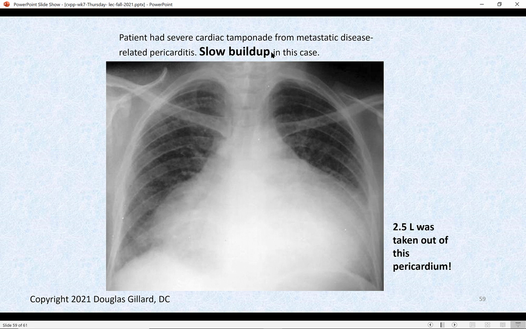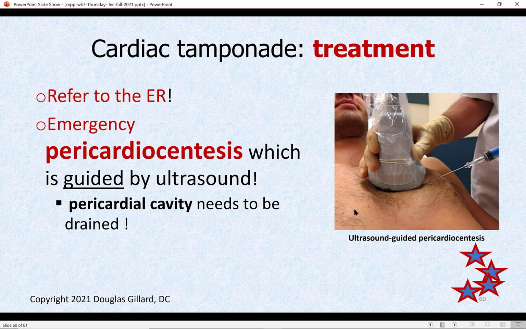Right, here is an amazing case, a patient with severe cardiac tamponade from metastatic disease, metastatic pericarditis from prostate cancer. And look at the size of this heart. It's just amazing. They stuck a needle into the pericardial cavity and drained out 2.5 liters, not milliliters, liters of fluid. So that's absolutely amazing. But that just goes to show you, if the pressure builds up slowly, the pericardial cavity and the pericardium can stretch, but it has to be a slow increase.